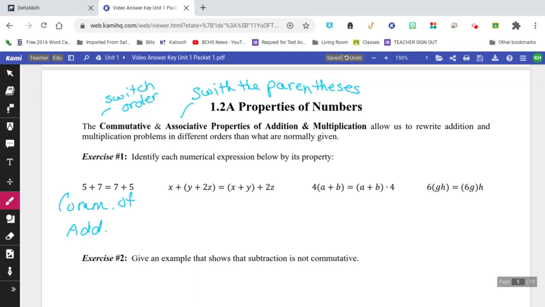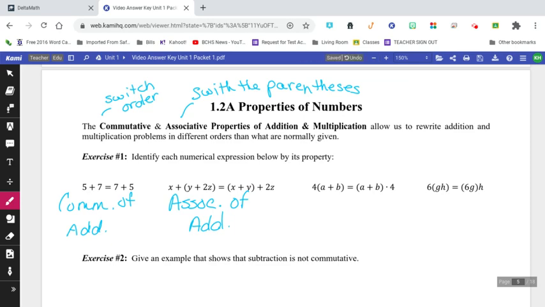Okay. When we look at the next one, again, look at what changed. Now, the first thing I always look at is the order. On the left side of the equal sign, it goes x, y, z. And on the right-hand side, it goes x, y, z. So since the order of the variables did not change, it can't be commutative. However, what did change is the parentheses. They moved from y plus z to x plus y. So this would be the associative property of addition.